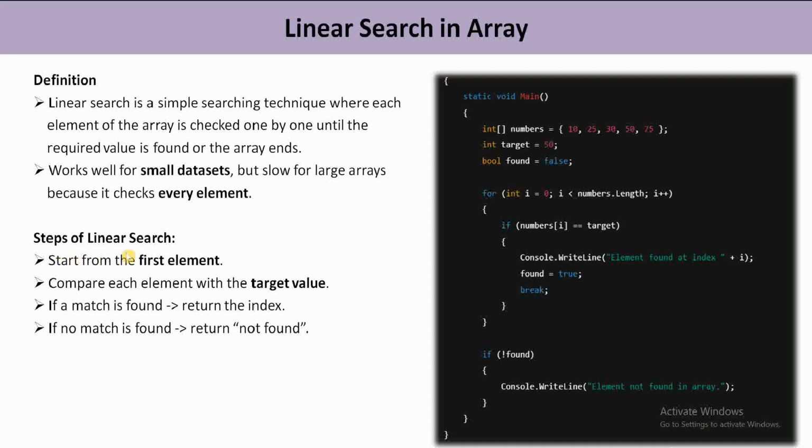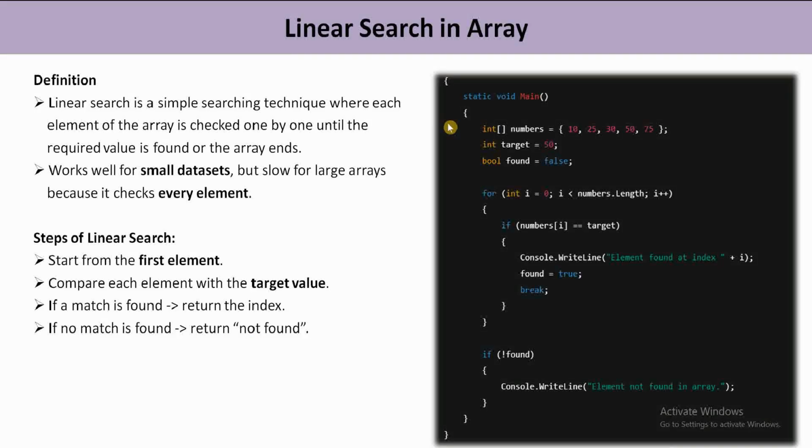Here are some steps of linear search. It starts from the first element. It always starts searching from that particular array, means from zero indexing. It compares each element with the target value. It will check each element of that array with the value we provide. If a match is found, it returns the index. So if a match is found in that array, then it will return the index where it was found. If no match is found, then it will return a not found message. And if there is a scenario where we do not find any matching element in that array, then we can display the not found message.